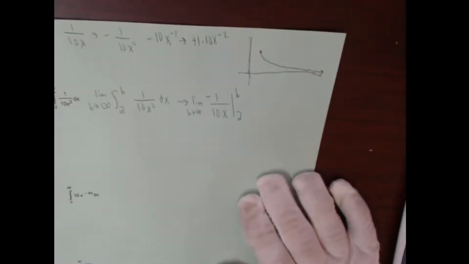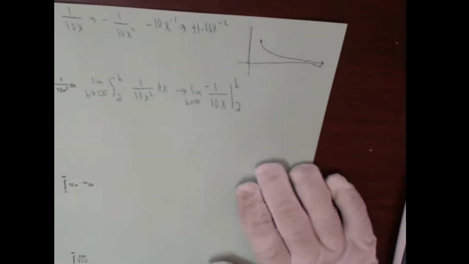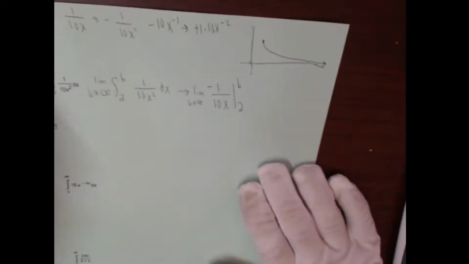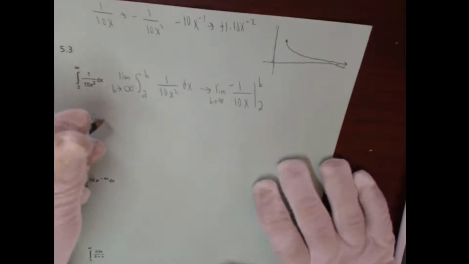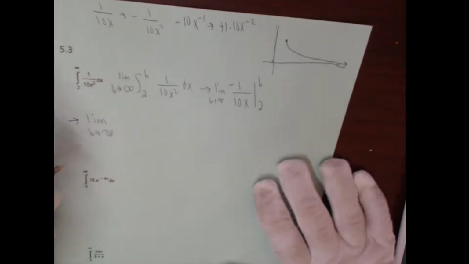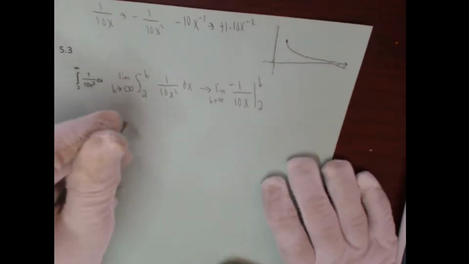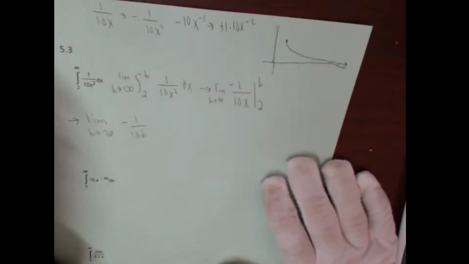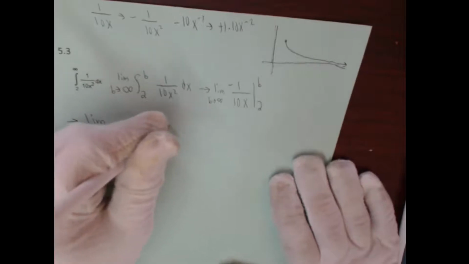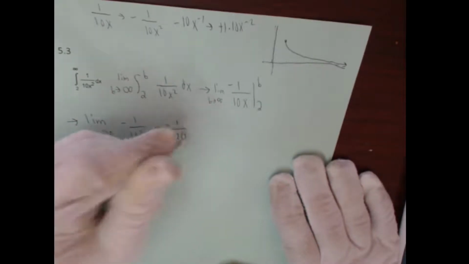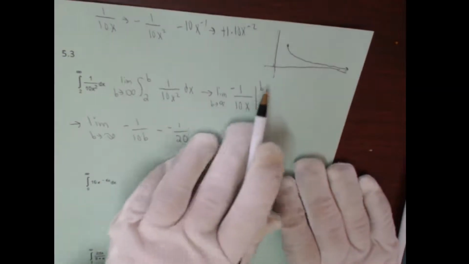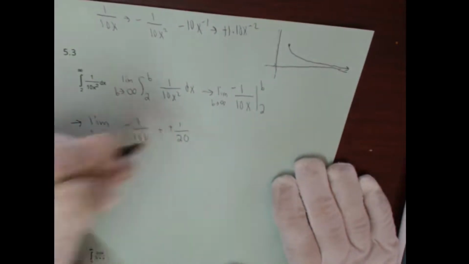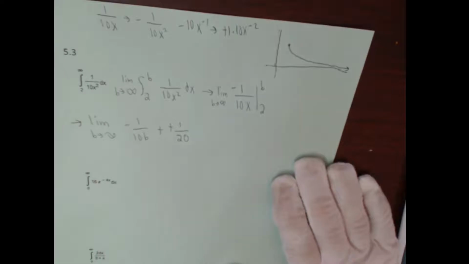So that's the idea. Let's go ahead, we'll do the limit last. So let's go ahead and see what this is equal to. This will be, if we evaluate it, the limit as b goes to infinity of negative 1 over 10b minus negative 1 over 20, because 10 times 2 is 20. So I put the b in, I put the 2 in. These two things become pluses, two negatives.